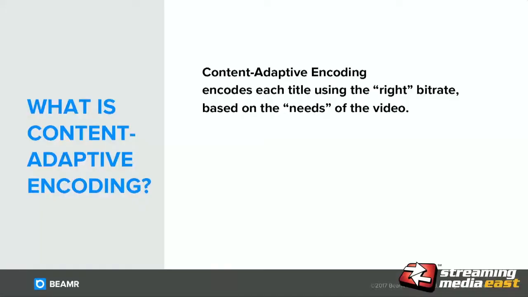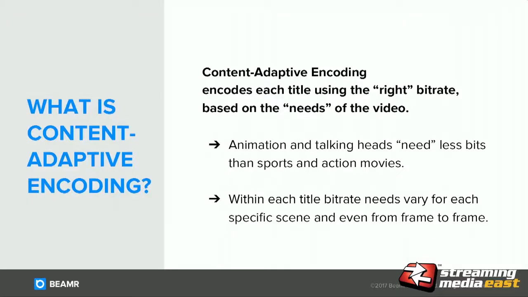So let's start with what is content adaptive encoding. There are probably different definitions floating around, but just so that we level set and use the same terminology throughout this presentation, really, it's as simple as using the right bit rate based on the needs of the video. That sounds like, well, of course, that's obvious. But we're going to talk about how even within this definition there are incomplete solutions out there.